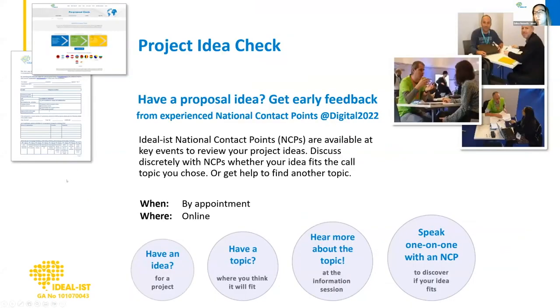So the next thing we offer is, when the call comes online, we give you feedback on project ideas. Within our toolbox, we have a very short one-pager form that asks you some basic questions like what type of partners you're looking for, what your aims are during the project, and which TRL level you are addressing. This will give you a very, very short overview with which you can contact your national contact point and ask for feedback on your idea.